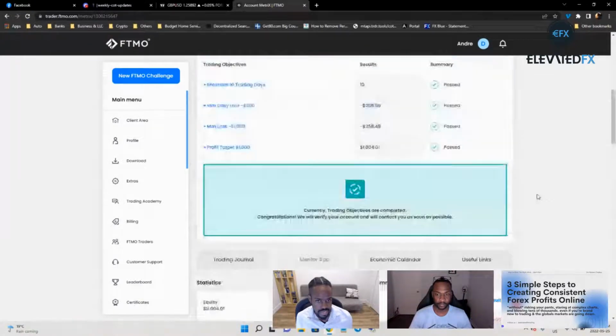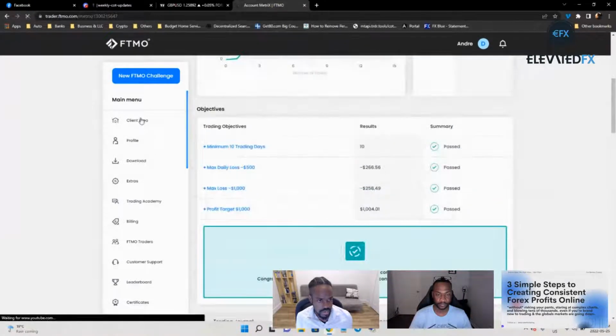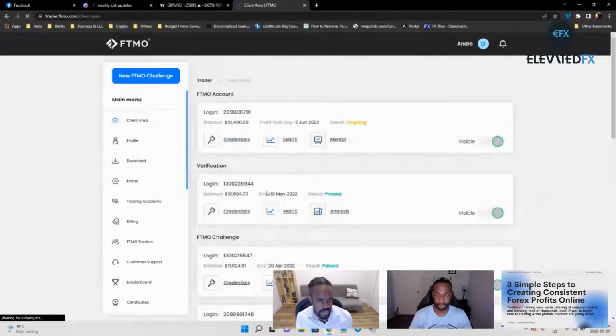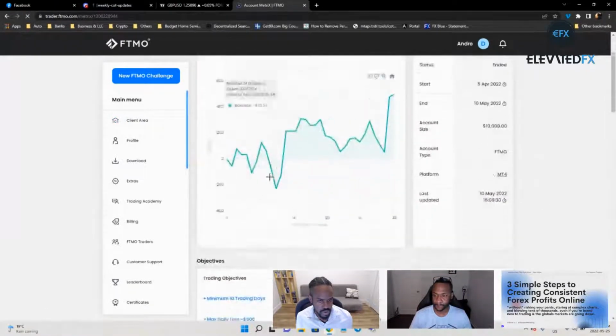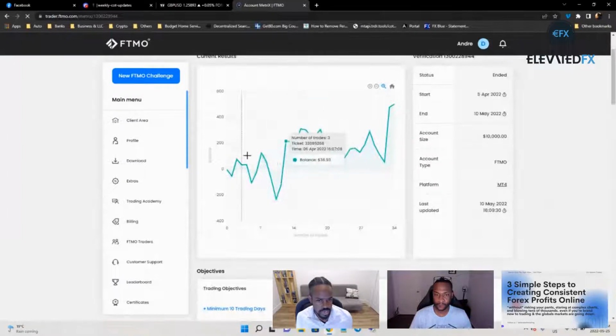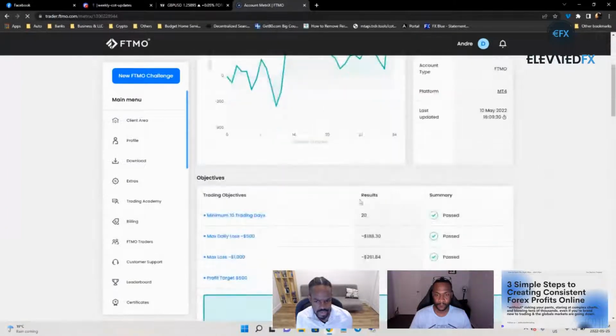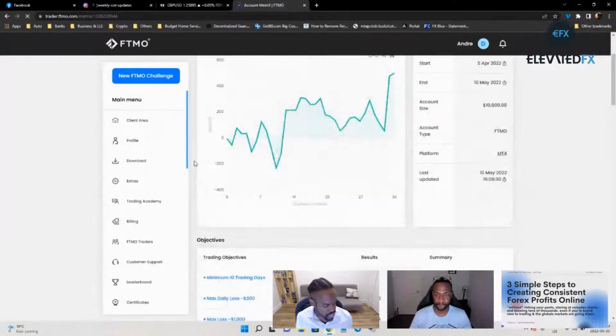So I passed the challenge, and then you have the verification phase. The verification phase is half of the percentage of the target on the challenge. So it's 5% instead of 10%. And this one I took my time. Seriously, I really took my time. It took me like 20 days because I knew that if I pass the challenge, I pass the verification, hands down.